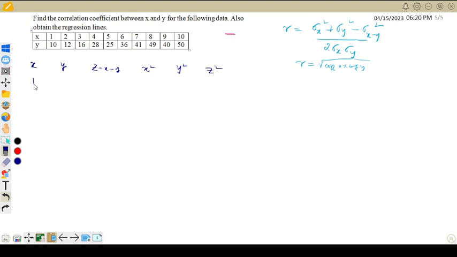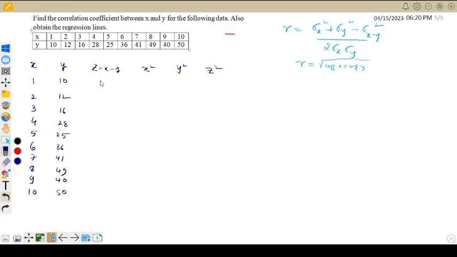X takes the values, students, 1 2 3 4 5 6 7 8 9 10, and y takes the values we already have: 10, 12, 16, 28, 25, 36, 41, 49, 40 and 50. So this is x minus y.